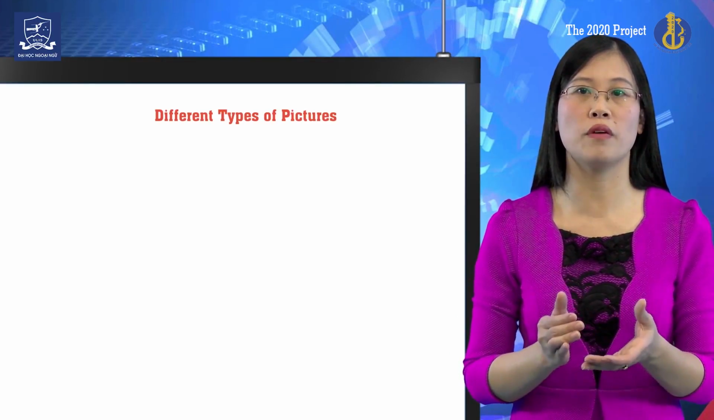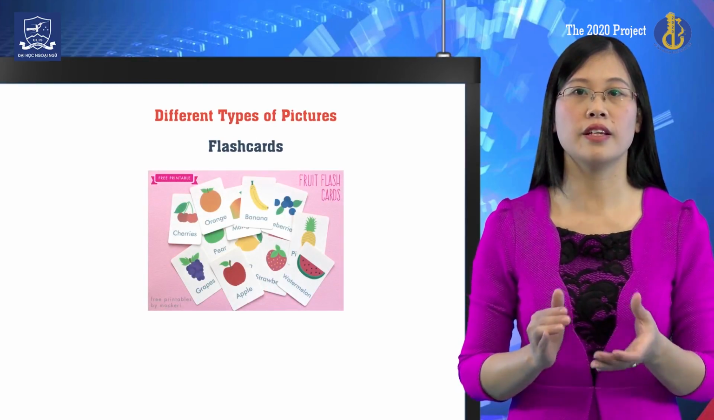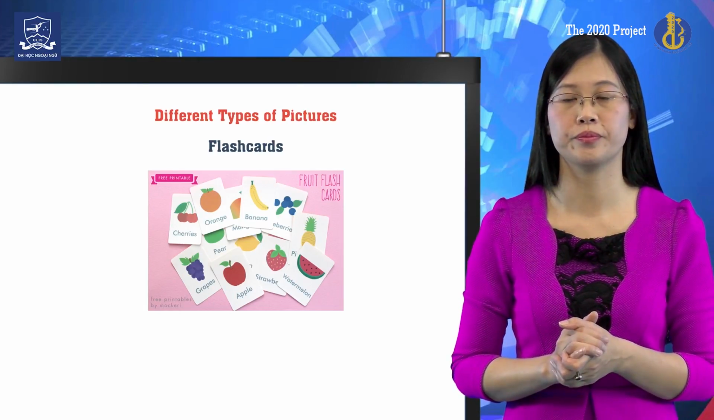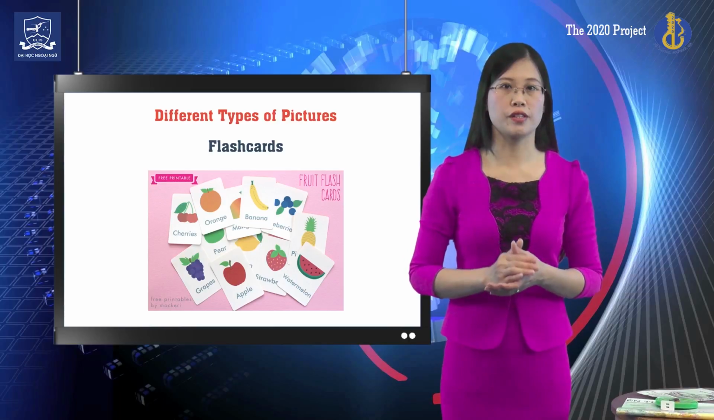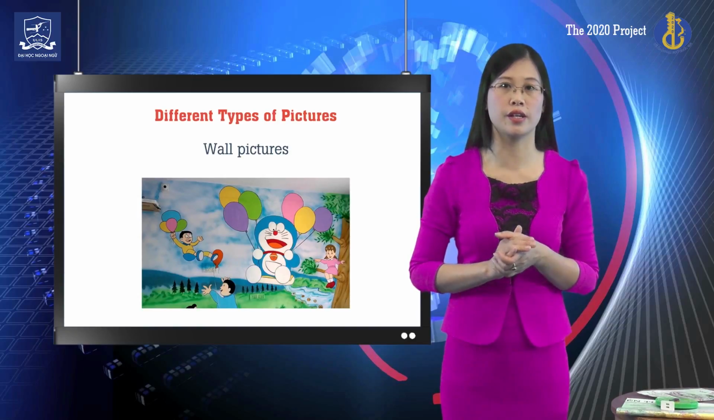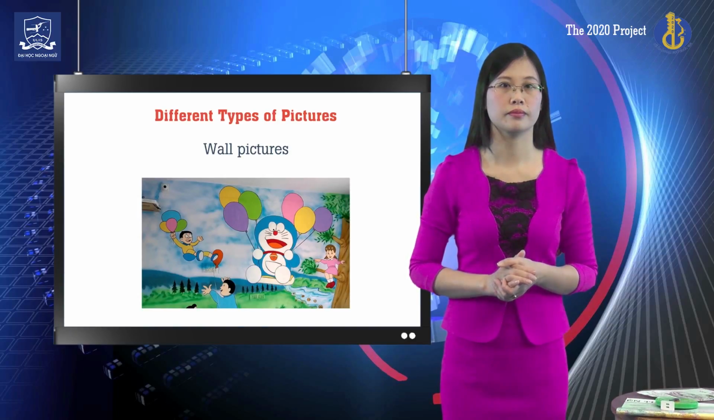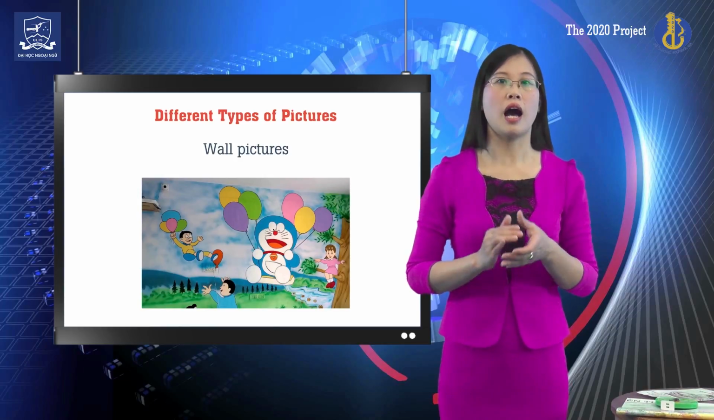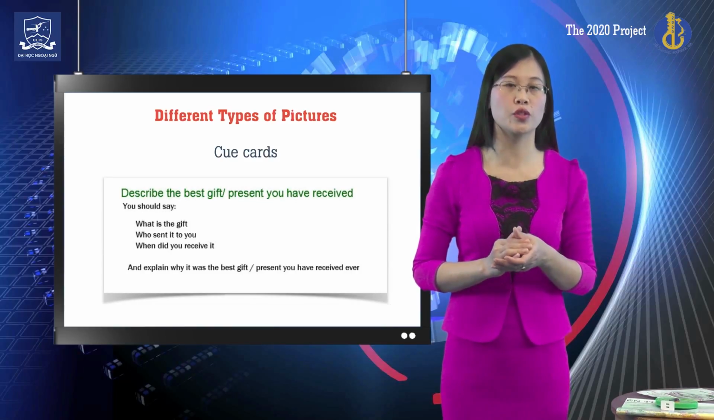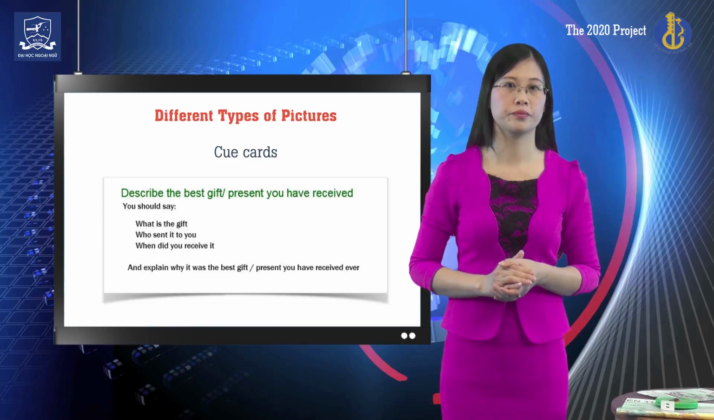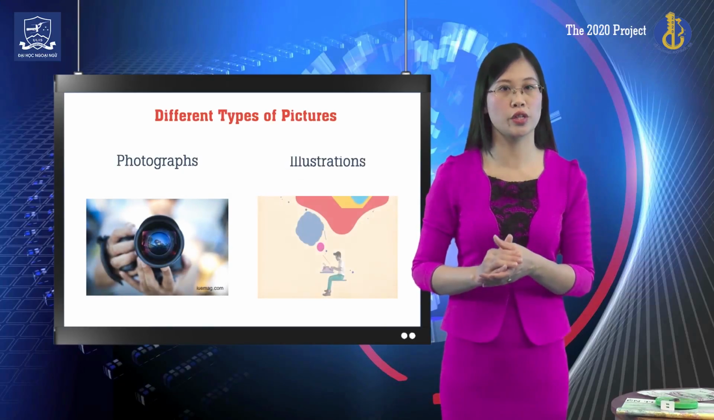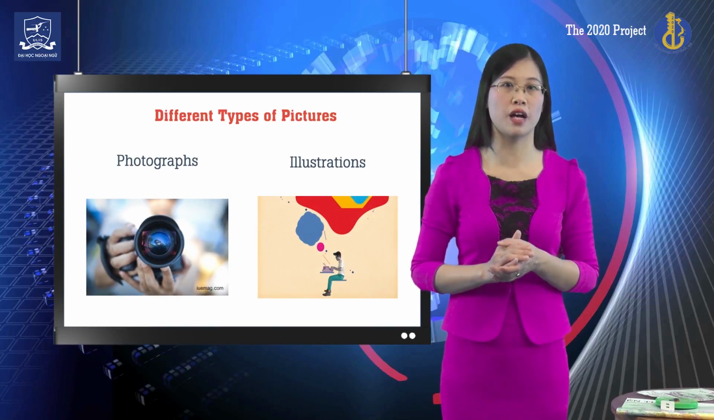Pictures can be in the form of flashcards. These are smallish cards which we can hold up for our students to see. Pictures include large wall pictures which are big enough for everyone to see the details. Pictures are also in the form of cue cards, which are small cards that students use in pair or group work. And pictures include photographs or illustrations, which are typically found in a textbook.